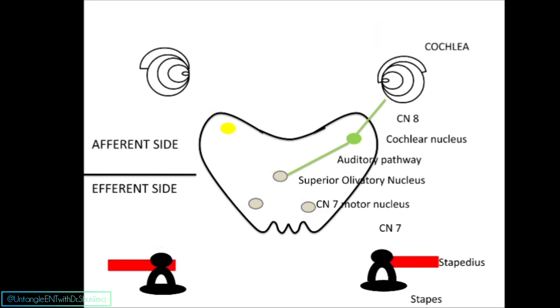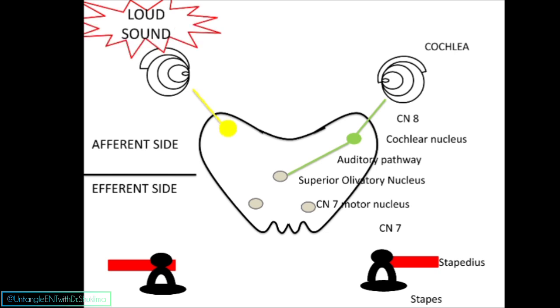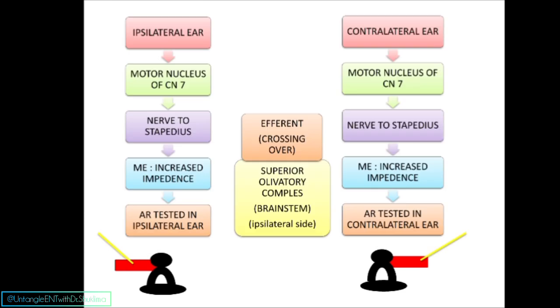So when the large sound hits the middle ear cavity, it goes through the cochlea, through the cranial nerve 8 into the cochlear nucleus, through the auditory pathway to the superior olivary nucleus, then to cranial nerve 7 motor nucleus on both sides, to cranial nerve 7 and nerve to stapedius, causing contraction of the stapedius muscle. Now this helps in dampening of the sound, as contraction of the stapedius muscle causes increased stiffness of the ossicular chain in the middle ear system with increased impedance and thus dampening of the sound and thus protecting the inner ear from this large sound. You can take it as a note.